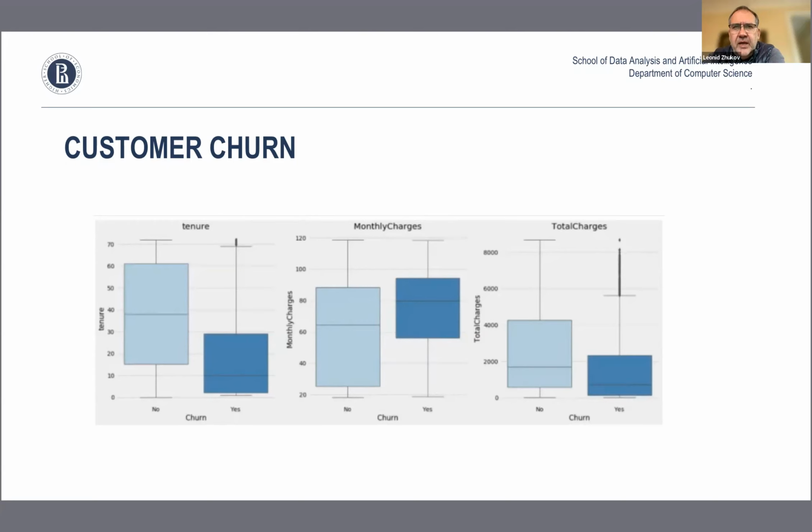Looking at these metrics, you easily see that, for example, on average longer tenure signifies that the customer will not churn. At the same time, high monthly charges will tell you that the customer will more likely churn. So there are some signals in the data that might allow us to predict the churn. Now, why do we want to predict?